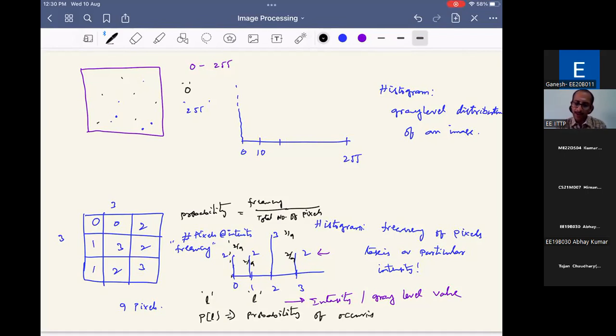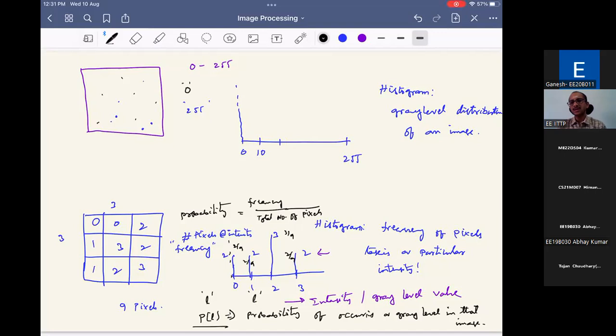Occurring a particular gray level in that image. Usually this is considered important information because it gives the gray level distribution of an image. If I see the histogram or the probability distribution, because it's a probability distribution, it can also be considered a kind of probability mass function for these intensity values.